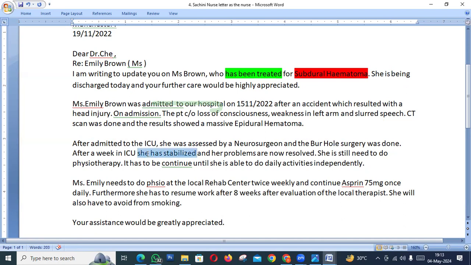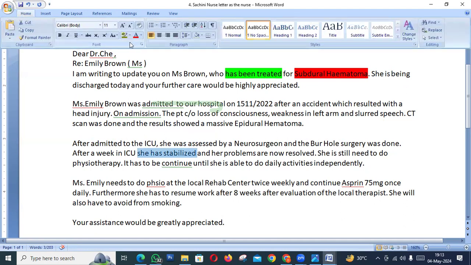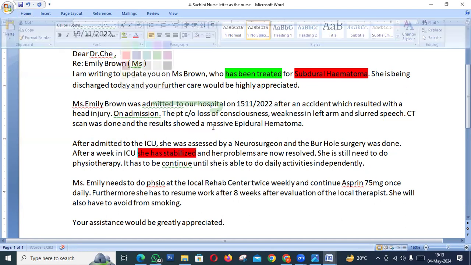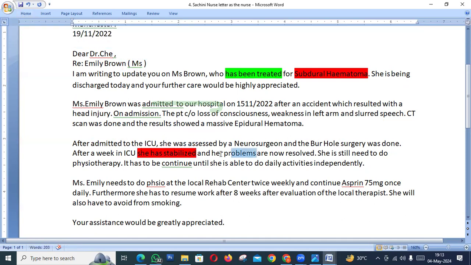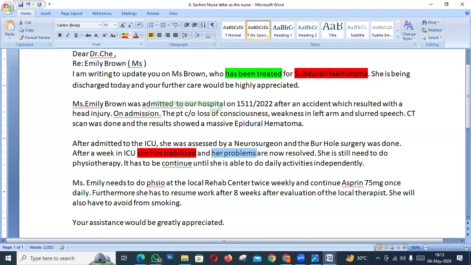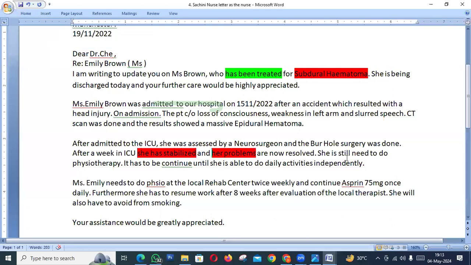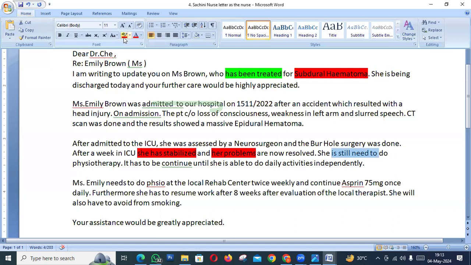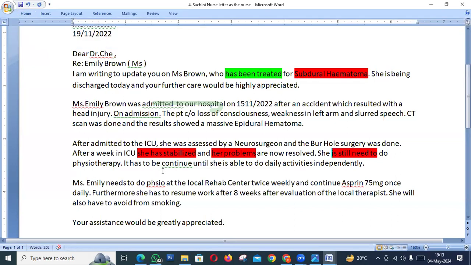No, her condition was improved. Okay, would look better. Problems, no, this is informal language. No, her condition has improved, and just write her weakness has improved like this. Okay, "she still need" is grammatically wrong. She still needs. Okay, she still needs to do. She still needs to continue physiotherapy.